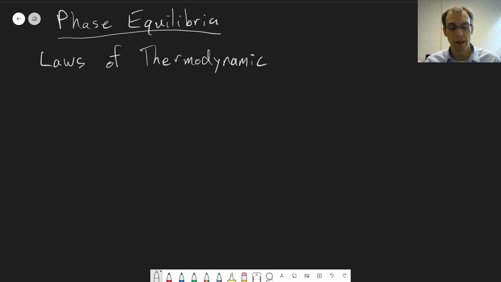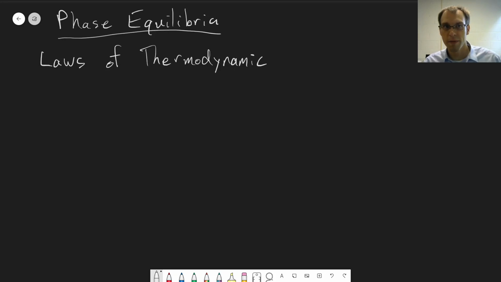And then we have also introduced the idea of the Gibbs energy and Helmholtz energy, which help us to determine spontaneity under given conditions of constant temperature and volume for the Helmholtz energy, or constant temperature and pressure for the Gibbs energy.